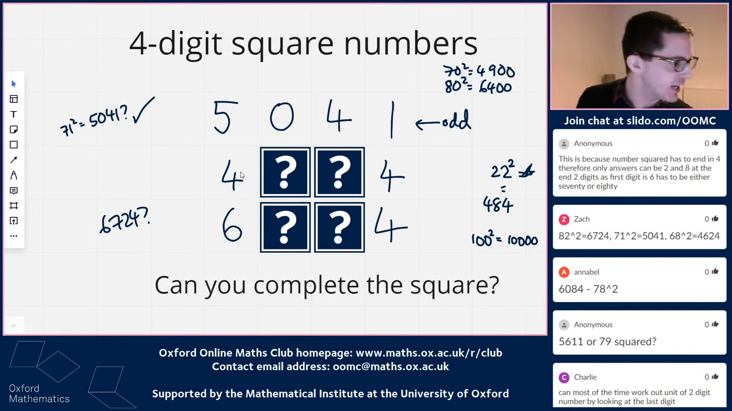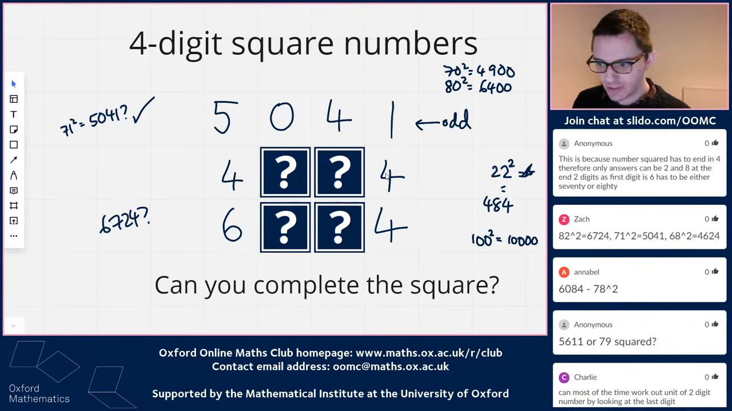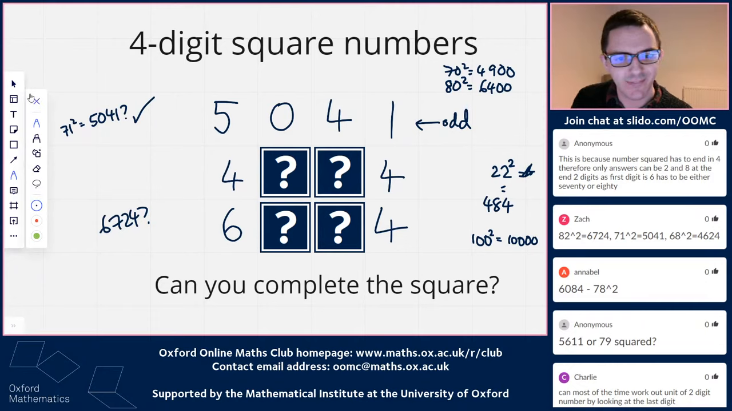What are people saying in chat? Most of the time to work out the unit digit, you can save most of the time by looking at the last digit to work out the last digit of this two-digit number. So this one ends in a 4, and starts with 4. Let's think of some squares that are approximately right. I like this way of thinking of approximate answers.